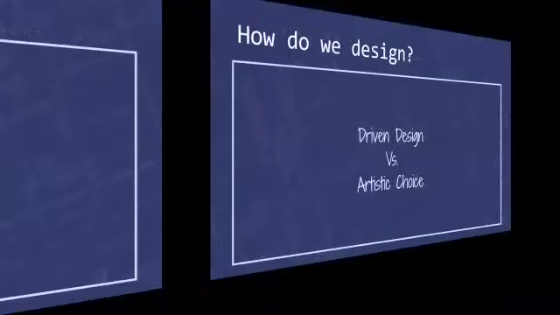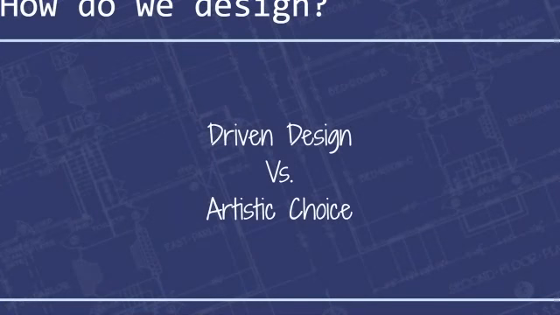All right, so how do we design? There are 2 important aspects of our design. There's driven design versus artistic choice. So driven design are the things that you have to do for the show. If you are doing a show that is set in a specific location at a specific time, those decisions have been made for you. And whether that's through the script or the director's choices or that sort of thing, there are choices that are made for you from the beginning.